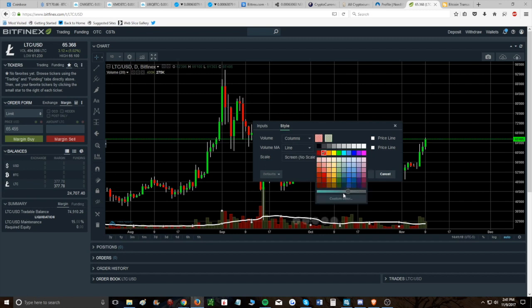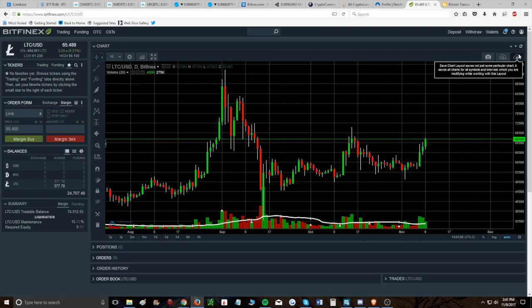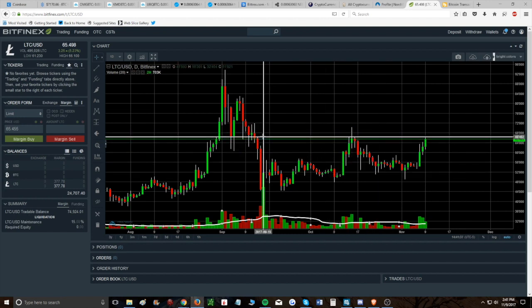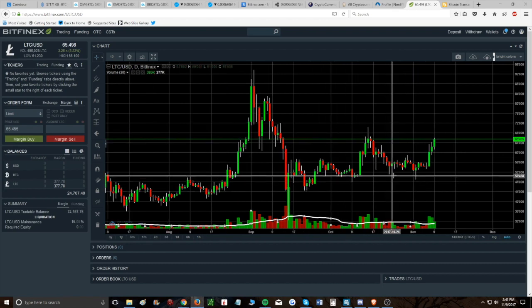Make my columns similar to the ones up top. Very bright, easy to see. There we go. Perfect. So I'm actually going to save this chart layout. Bright colors. Perfect. So this already looks a lot better, and it looks similar to my TradingView, which is why I like it.